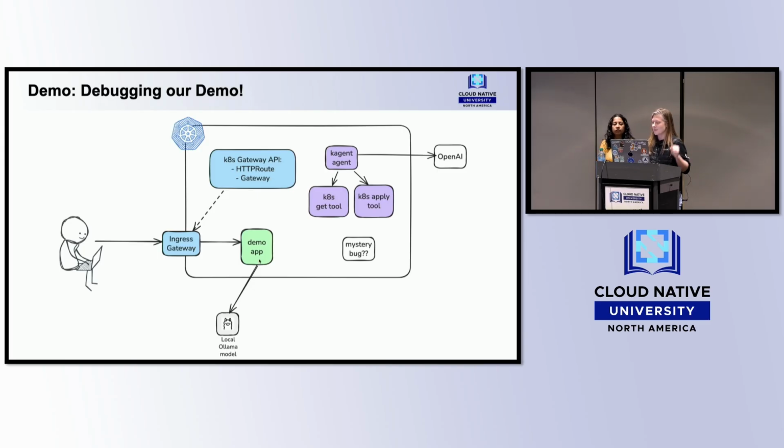And then finally, the demo app. This is a pretty cool demo app that Lin Sun from Solo developed that can connect to a local Ollama model. Hopefully, if we get this demo working, we can try it out and see what the demo app can do. The last thing I want to call out is the two tools we're going to use. We're going to use the built-in Kagent tools, which allow us to apply config to our cluster and get config that's already applied to the cluster.